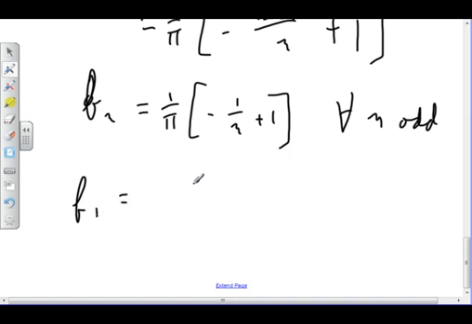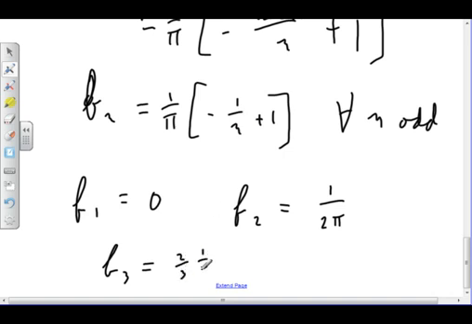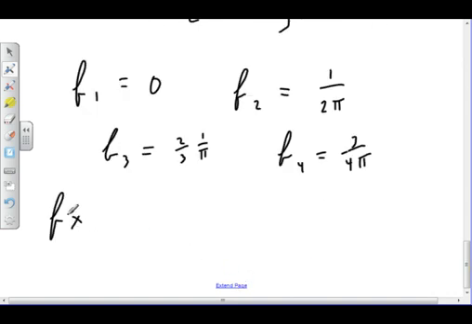Okay, so now I've got b1 is equal to 0. I got a b2 is equal to 1 over 2 pi. I got a b3, so it'd be 1 over 3, so it'd be 2/3 1 over pi. b4, that'd be a quarter, that'd be 3/4 pi. And then I would go on, and then I said, well, f of x would be 1 plus.